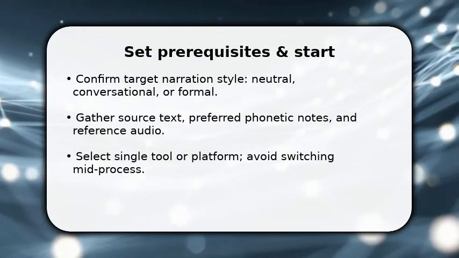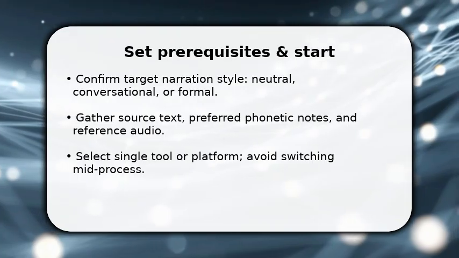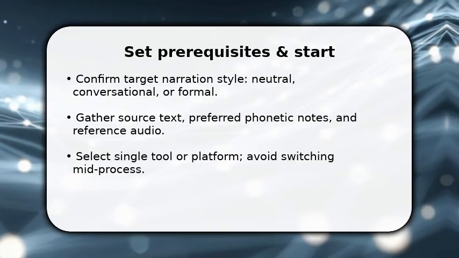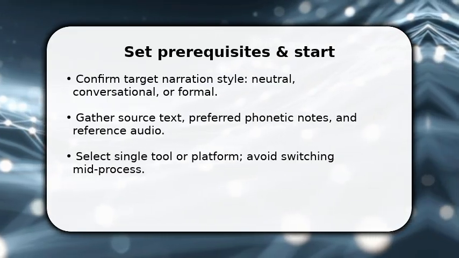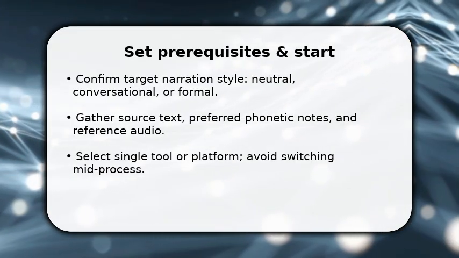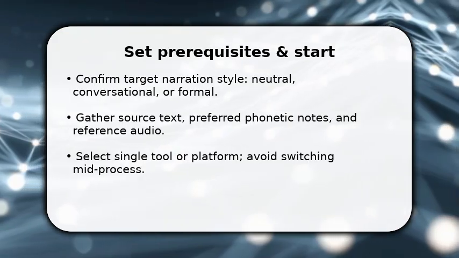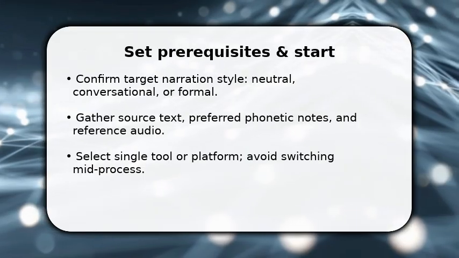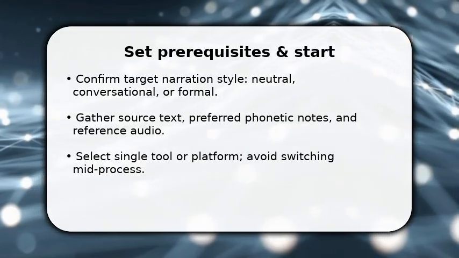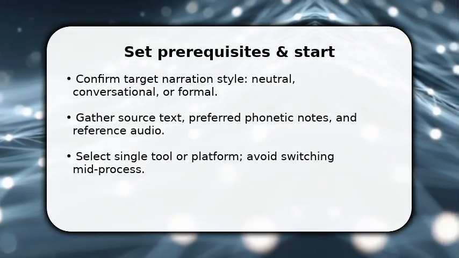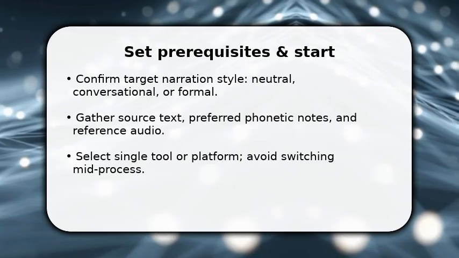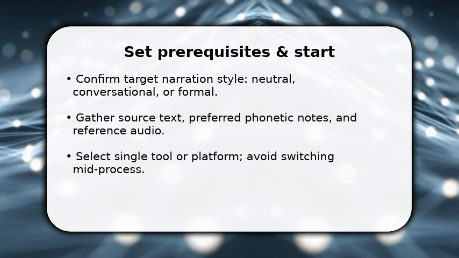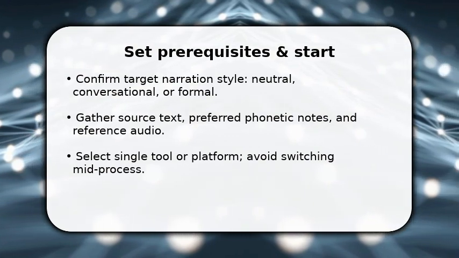You begin by locking down prerequisites so the change sticks. First, choose the English narration style you want and keep it consistent. This prevents mixed tones later. Once done, prepare the source text with phonetic hints for tricky words and collect a short reference clip to match pacing. Make sure to pick a single tool or method now. Changing tools midstream breaks continuity. You're starting with clarity and constraints, so every next step focuses only on improving voice and delivery.